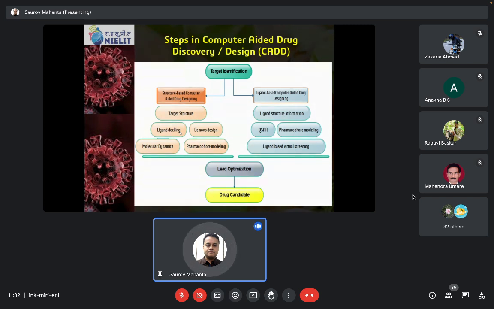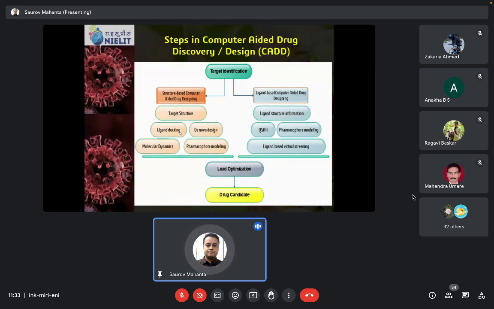We can do molecular dynamics simulations using very famous software like Desmond of Schrodinger, GROMACS, right? There are ways through which we can predict that this binds to this target, but how good is the binding? Those things we have to see. Then we have to do the lead optimization.